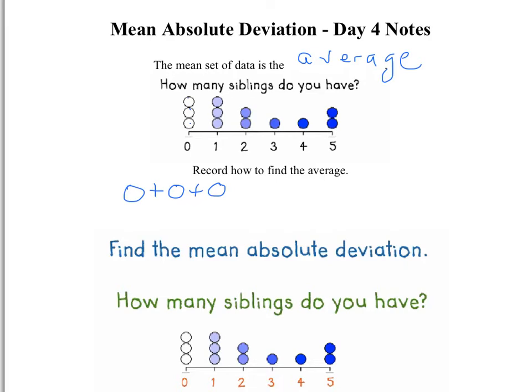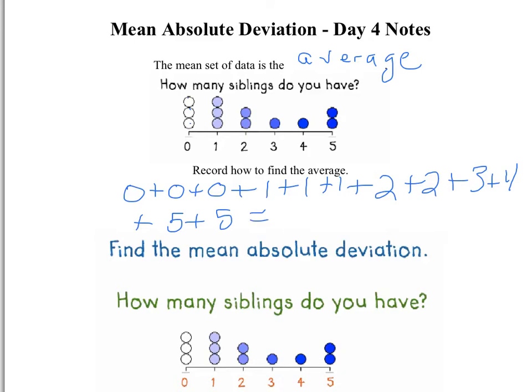And then there's 3 people with 1, so 1 plus 1 plus 1, plus 2 people with 2, 2 plus 2, plus 1 with 3. So we add a 3. 1 with 4. Oh, I have to go to the next line. And then 2 with 5, so plus 5 plus 5. We get that total, which is 21.